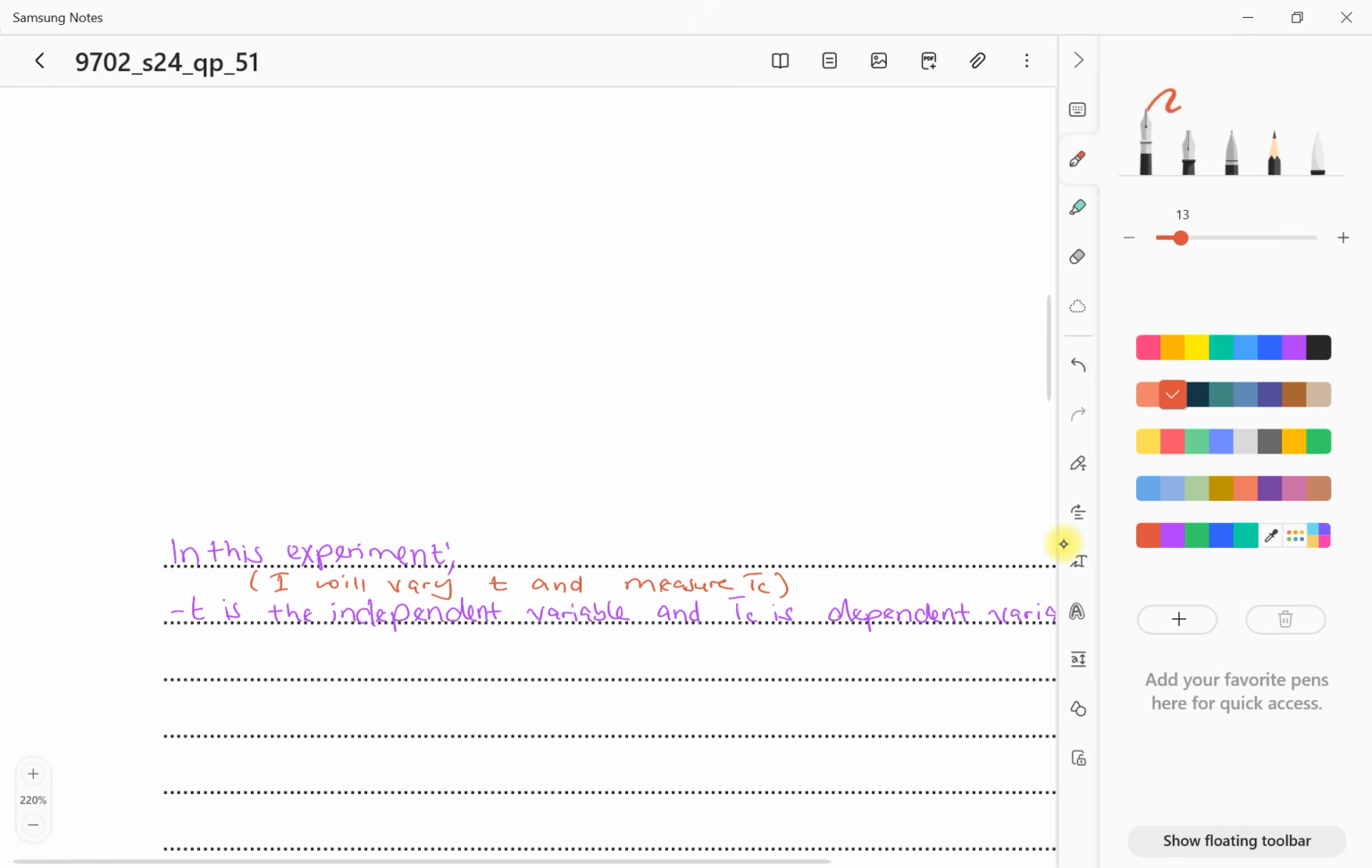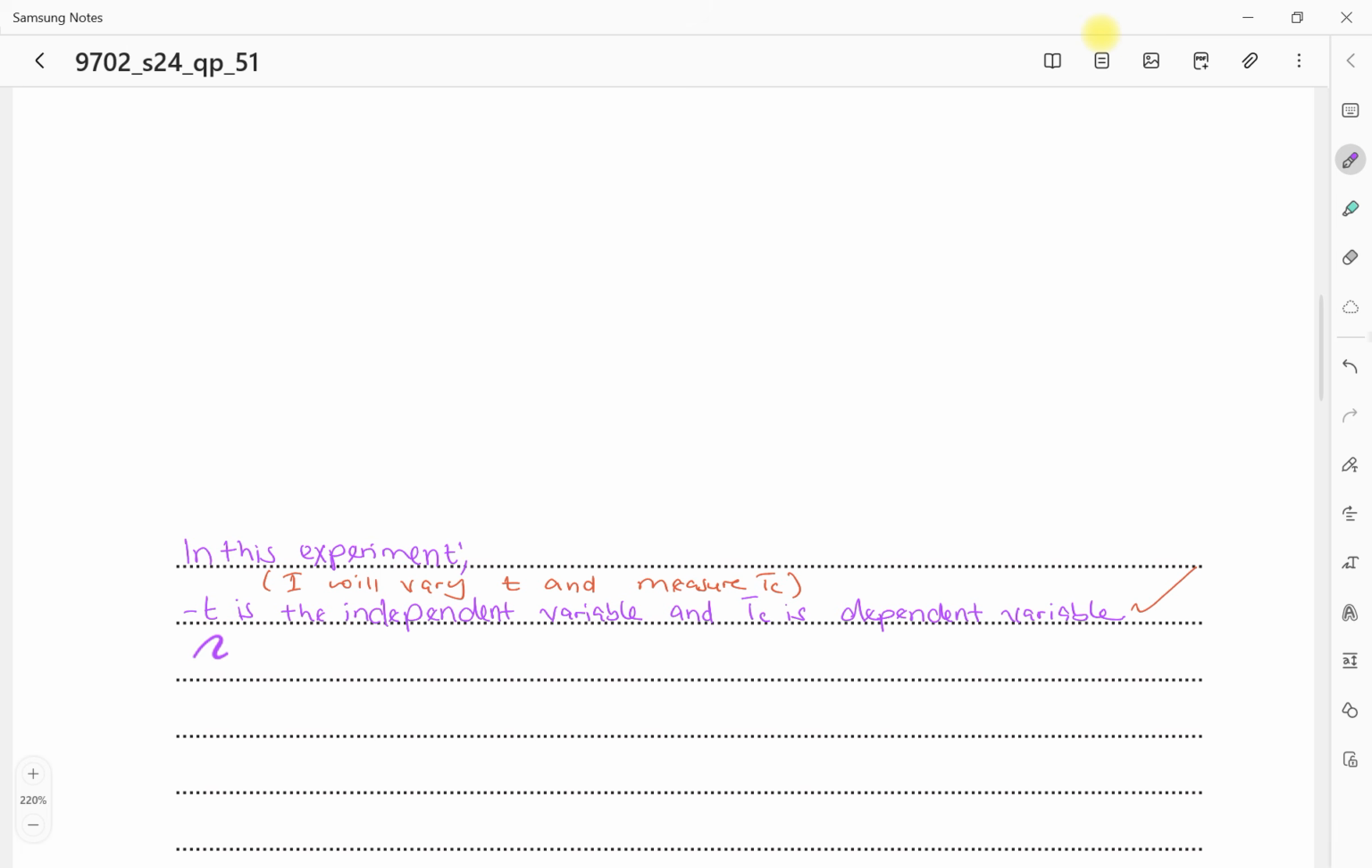Then, of course, I mention what I will keep constant in the skeleton. So I will tell the examiner that I will keep the room temperature (TR) constant. I will keep the room temperature Tr constant.